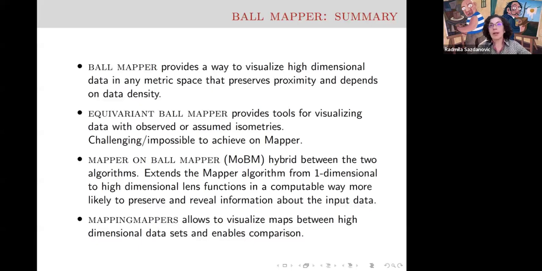Mapper on ball mapper, again, it's a hybrid between these two algorithms, and I think it sort of brings out the best in them. And it allows us to at least have a try or a go at having a higher dimensional lens function. And then mapping mappers is a tool for comparing data sets or visualizing functions between high dimensional data spaces.